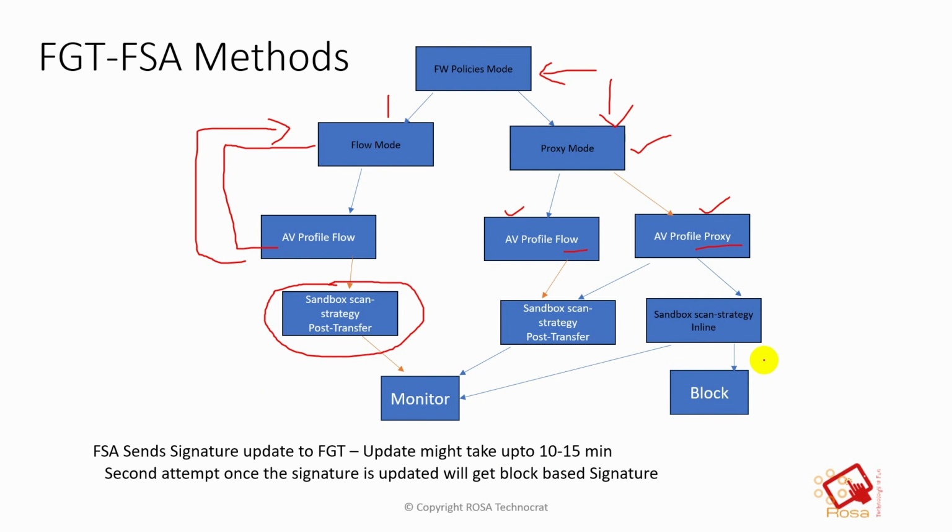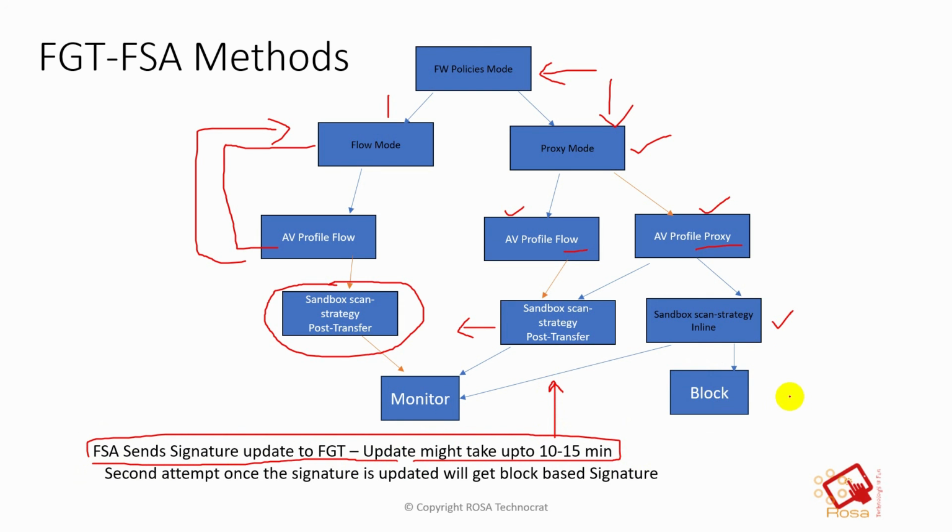When you want to block the file inline directly, then you have to set the mode as inline. And post transfer is like the file will be sent to the client, but a copy of the file will also be sent to sandbox, but it will not hold the file. Okay. So what happens, you can see here. FSA sends signature update to FGT and the update might take 10 to 15 minutes. That means this happens under post transfer mode.